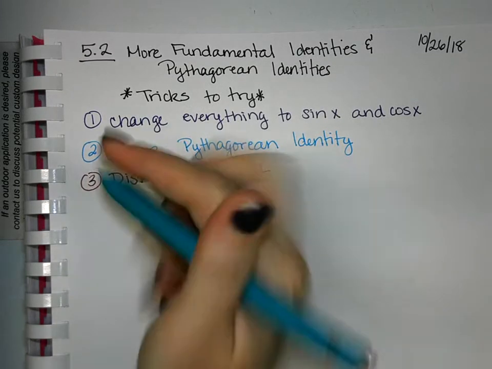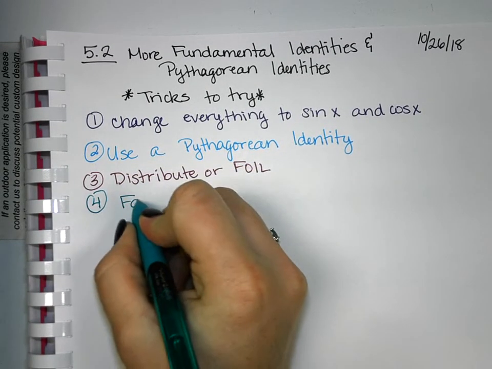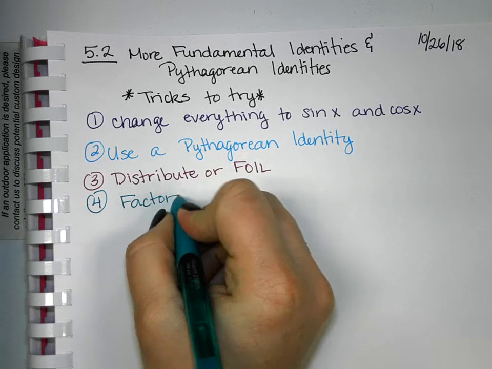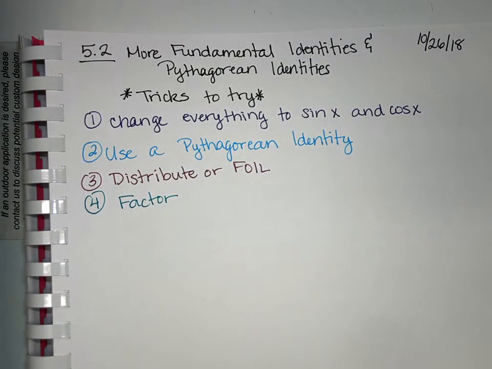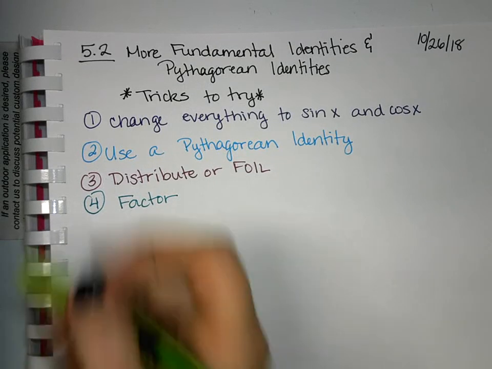Our fourth trick is to try factoring, do the opposite of distribute. So if you see that you have like a sine squared, a sine, and then a number, try factoring. Or even if you had sine squared and sine, take out a GCF, see what that does. So try factoring out trig functions to see if that helps you get a start on simplifying.